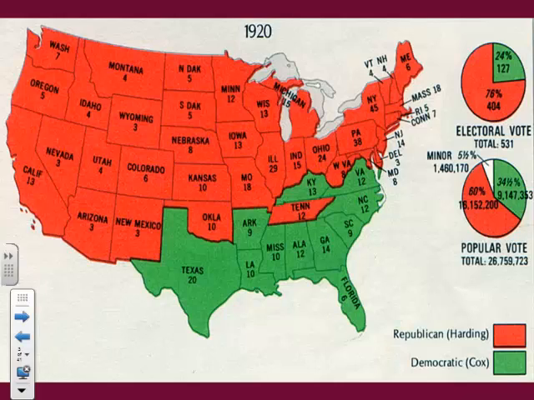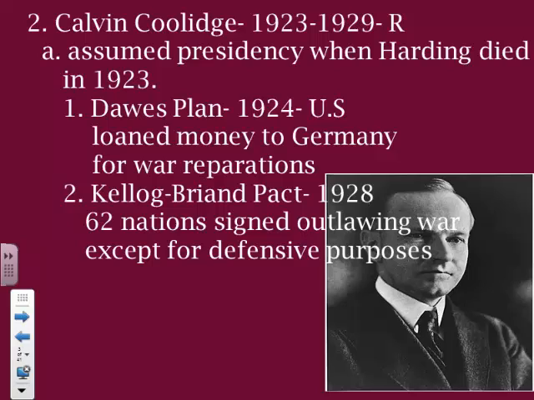You can see by this map here, the election of 1920, the majority of the country voted Republican, except the South here, which continued to vote Democratic. Warren Harding actually died while in office of natural causes, and his vice president, Calvin Coolidge, took over, and he was also a pretty conservative Republican.